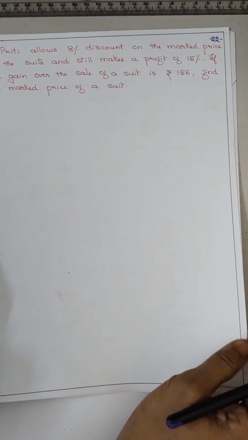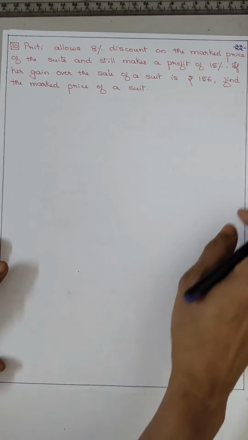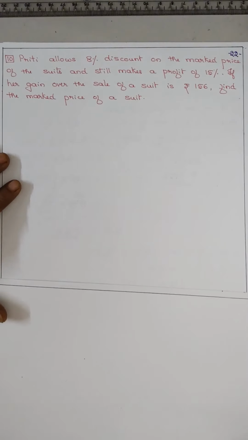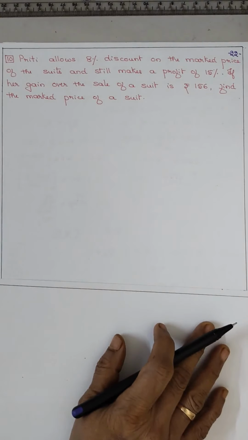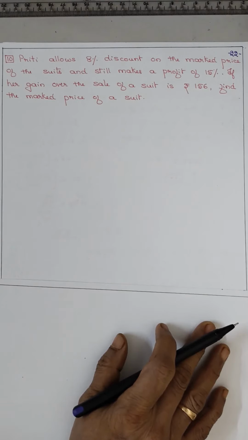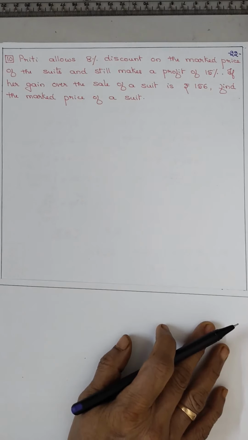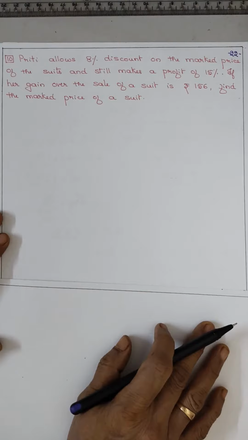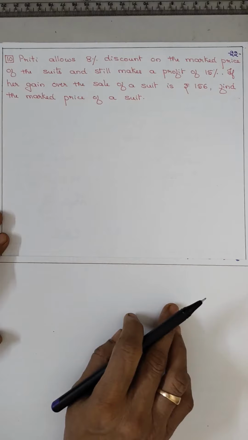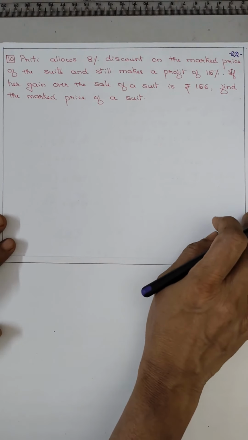Preeti allows 8% discount on the marked price of the suits and still makes a profit of 15%. If her gain over the sale of a suit is rupees 156, find the marked price of the suit. She allows a discount on the marked price of the suits, but she still makes the profit of 15%.